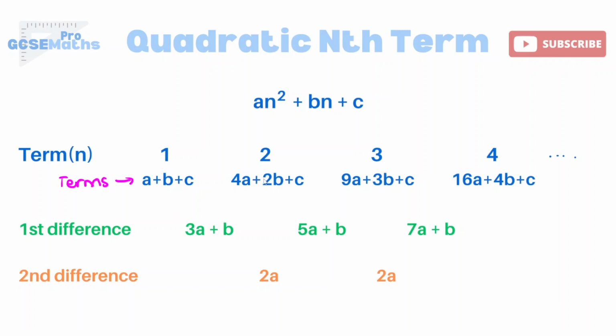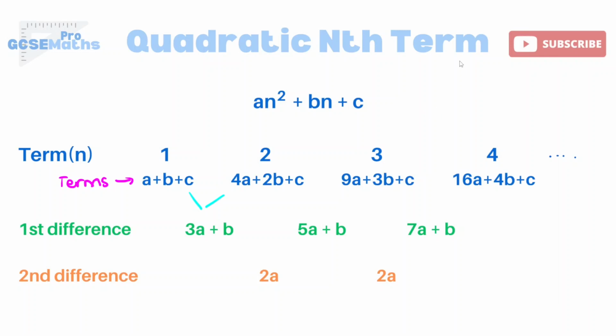What you are going to do is you're going to have the terms in front of you. You're going to find two differences. With linear nth term, we knew the difference was the same every time, wasn't it? So we just had to find one difference. With a quadratic nth term, the difference is not the same every time. You can see I've basically done the second term minus the first term. That's the difference, isn't it?